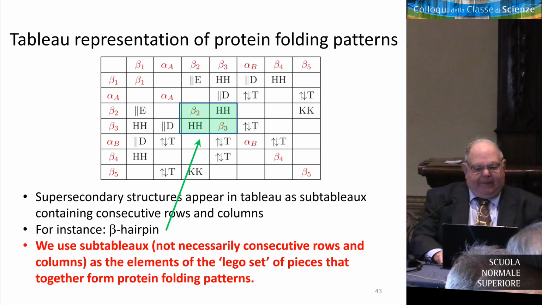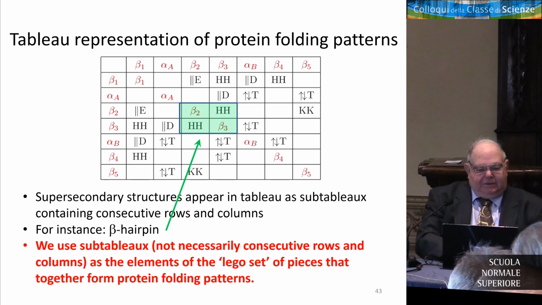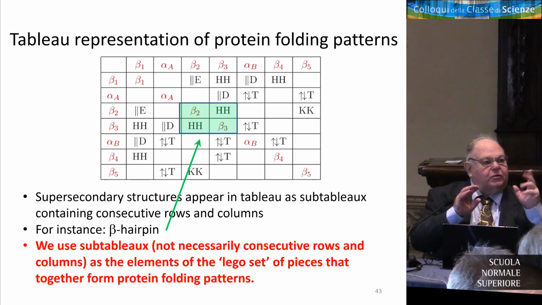But in order to choose these substructures, we restrict ourselves to subtableaus. So this, for example, is a beta hairpin. It is two consecutive strands that are in contact, and if you interpreted the symbol, it would be that they're antiparallel. So we use subtableaus, not necessarily consecutive rows and columns, as the elements of these Lego pieces.